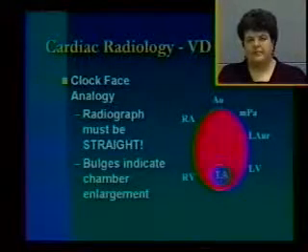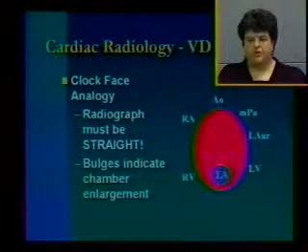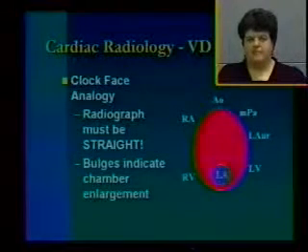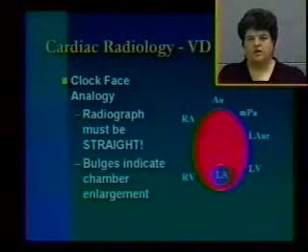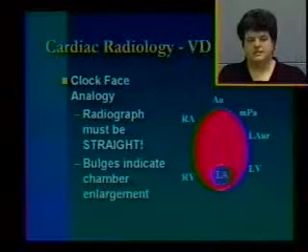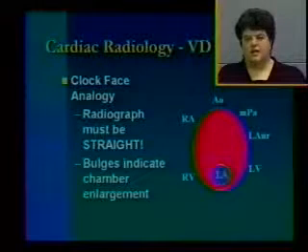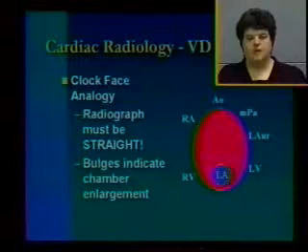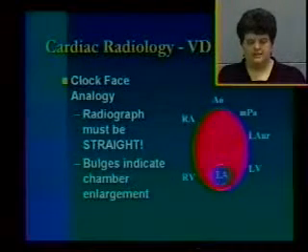First thing to remember is that the radiograph must be straight, because if it's not, it's going to alter the pattern of bulges. And secondly, that the bulges at any particular area actually indicate chamber enlargement. So if we have an enlargement at 12 o'clock, that's going to be an enlargement of the aortic root, commonly seen in aortic stenosis. If you have enlargement at 1 o'clock, that's going to be enlargement of the main pulmonary arterial segment, most commonly going to be seen, particularly in our case in Florida, in dogs with heartworm disease.